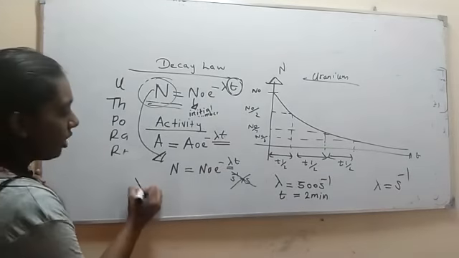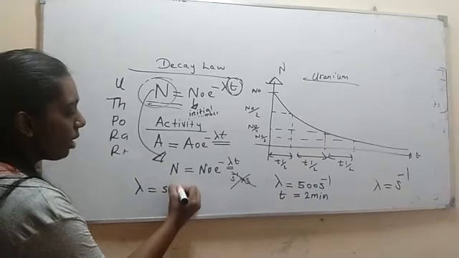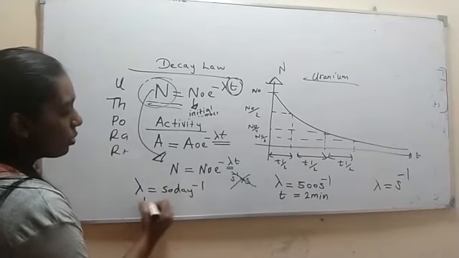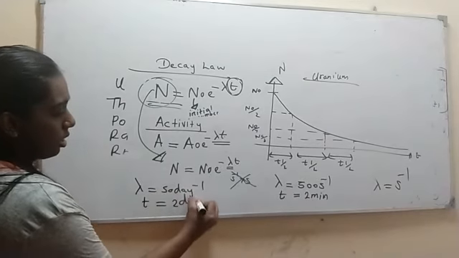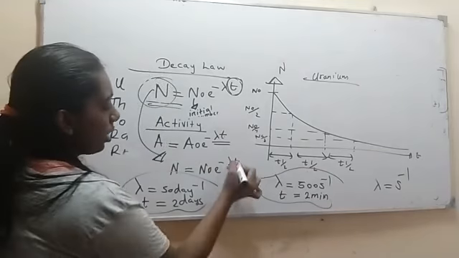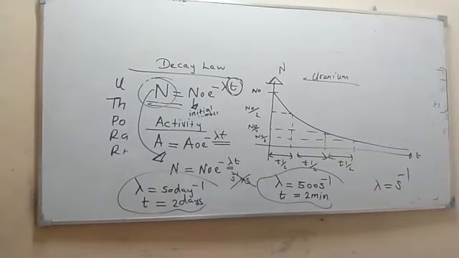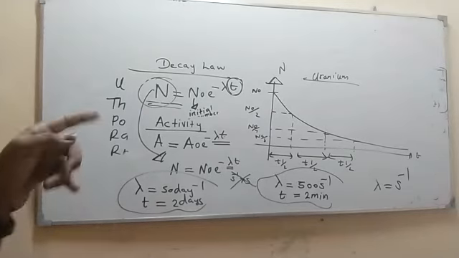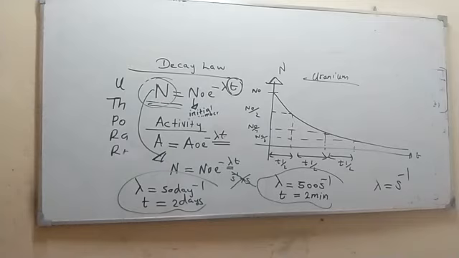So both should have the same unit. If lambda is given in day minus 1, say 50 day minus 1, then time also should be in days, 2 days. Be careful when substituting here. When substituting lambda into t in this equation, if t is measured in seconds, lambda should be second minus 1. If they give lambda in second minus 1 and t is equal to 2 minutes, convert it to 120 seconds and substitute. Did you get that point?